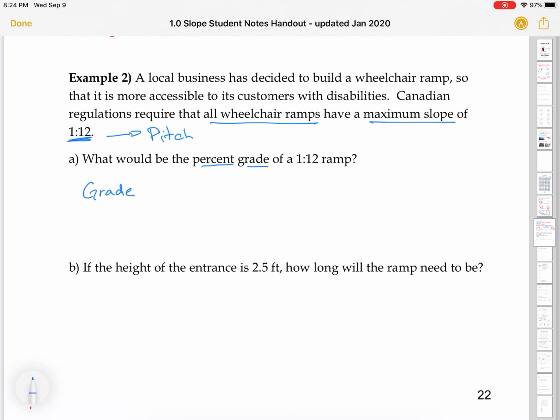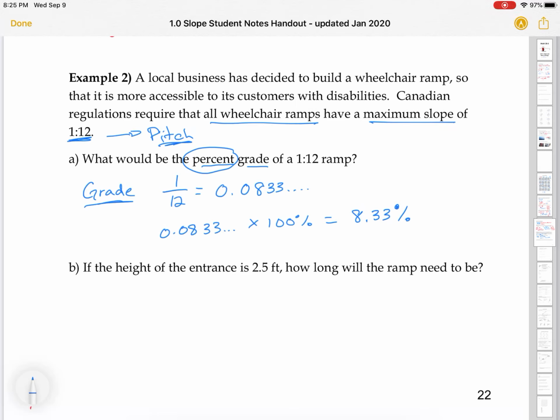Well, remember, for grade, we're going to write that as a fraction. So we're going to get 1 divided by 12, and we'll get 0.0833 repeating. So we take that 0.0833 repeating, and we times it by 100% to get the percent grade. So we times by 100, and we get 8.33%. And we have to keep that percent in because we're looking for the percent grade. Okay, so we're given the pitch, we found the grade.